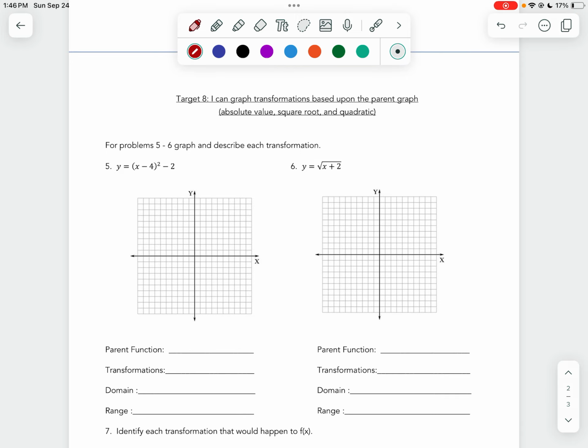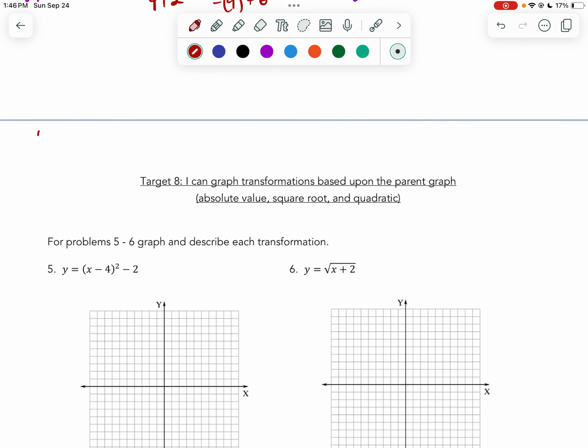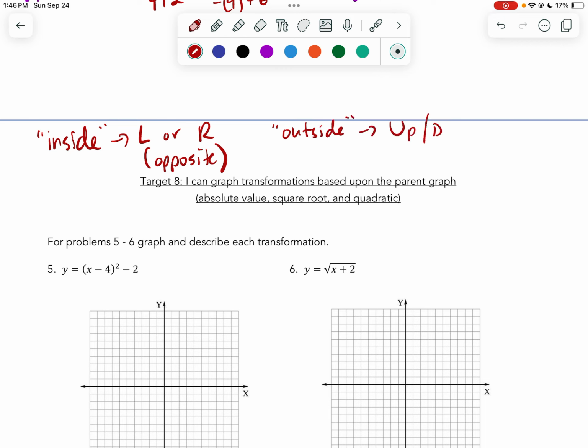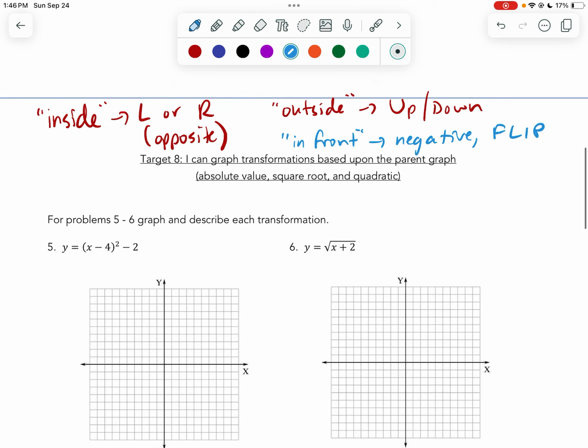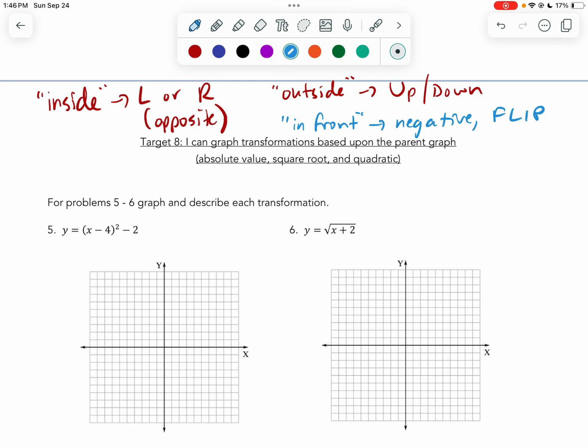Next target was the transformations. So remember, anything that's on the inside of the symbols, absolute value, parentheses, square root, whatever, that tells you left or right, but do the opposite. Anything outside the symbols tells you you're going to go up or down, just do what it says. And then the a value, anything in front, if it's negative, then you flip. Okay? So let's go based off of that right now.